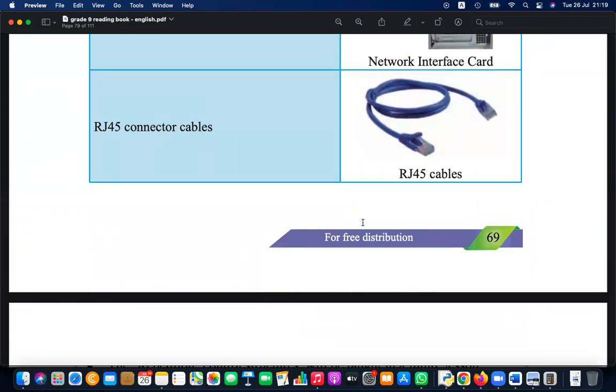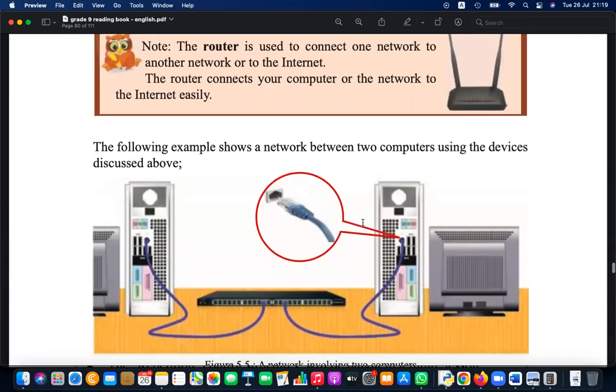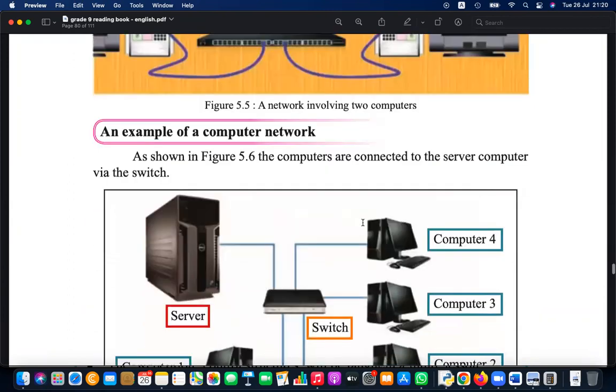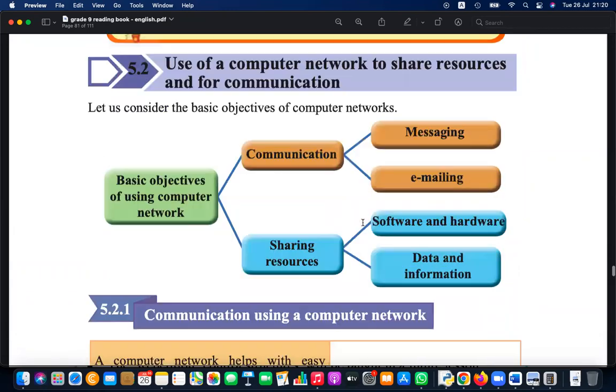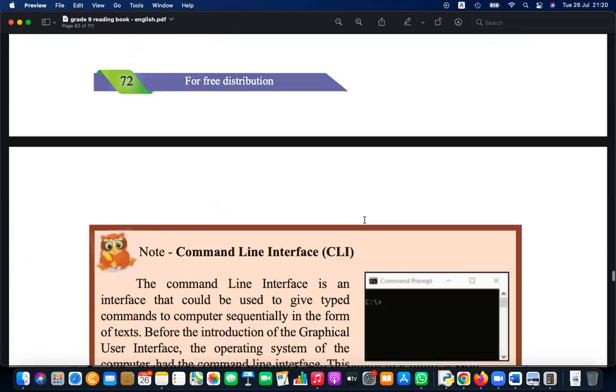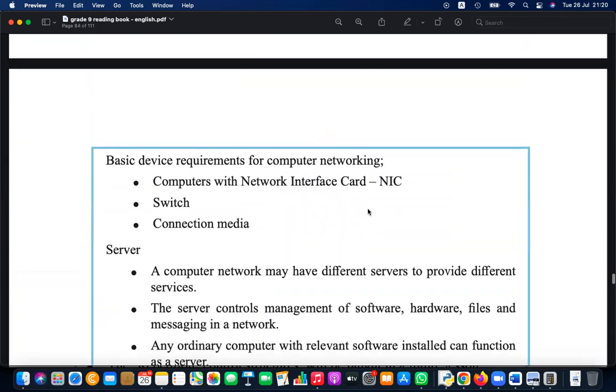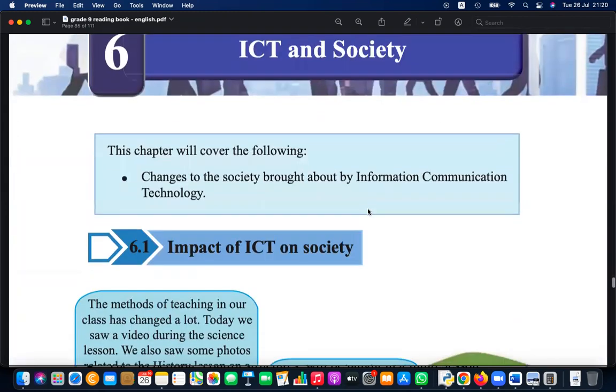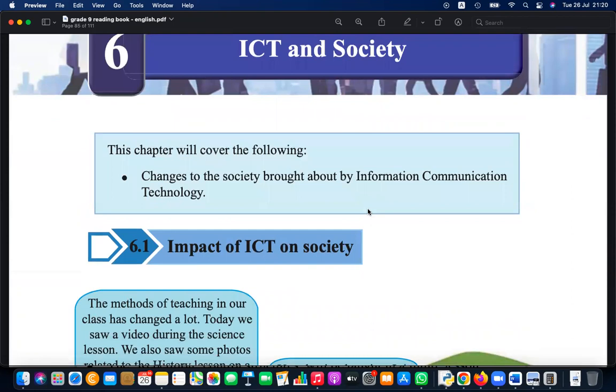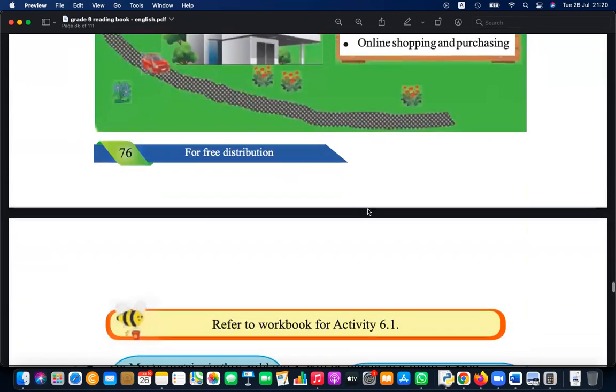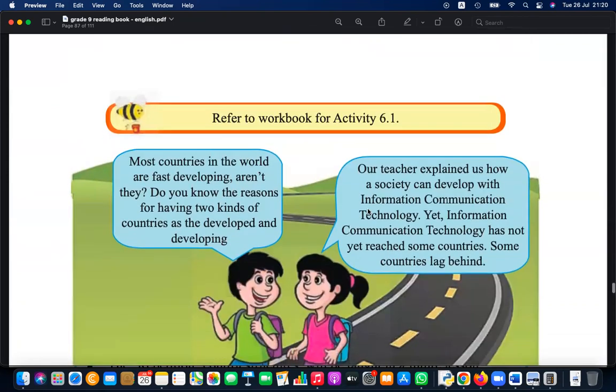I think the schedule has already been sent. The test will be through Edmodo. Please make your account. If you have not created the accounts, do it. That is compulsory. Next week I'll be discussing the networking lesson, and before that, I'll be going through the workbook as well. I think we have very few activities in the workbook; most of the activities we have already done. The final topic is ICT and society. So these 2 topics I'll be covering. Next week I'll be starting the chapter number 5 networking lesson.